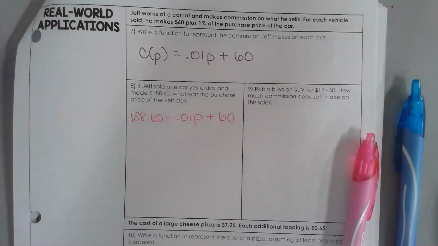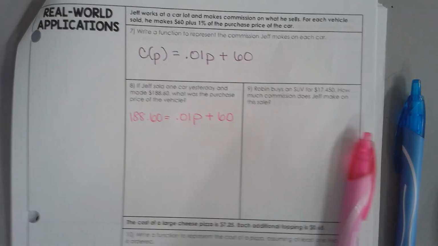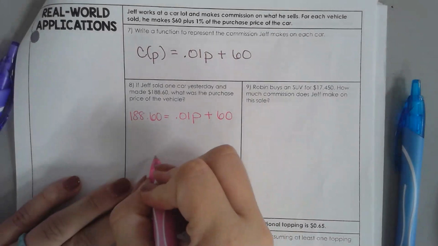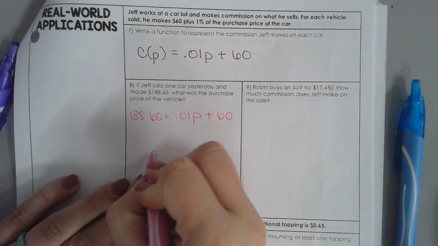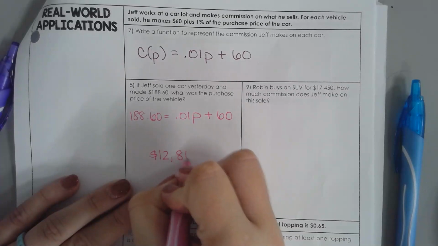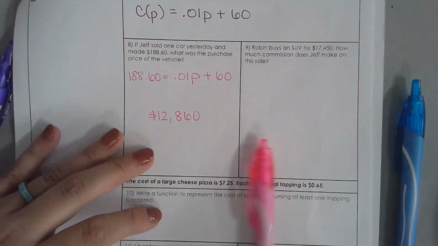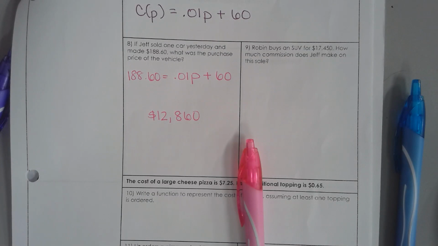All right. Kyla, what is the purchase price of the car? 12,860. 12,860. Very good. Is that what you all got? Did you use, what did you get on number 8? If you got 1,286, then you used 0.1 instead of 0.01.